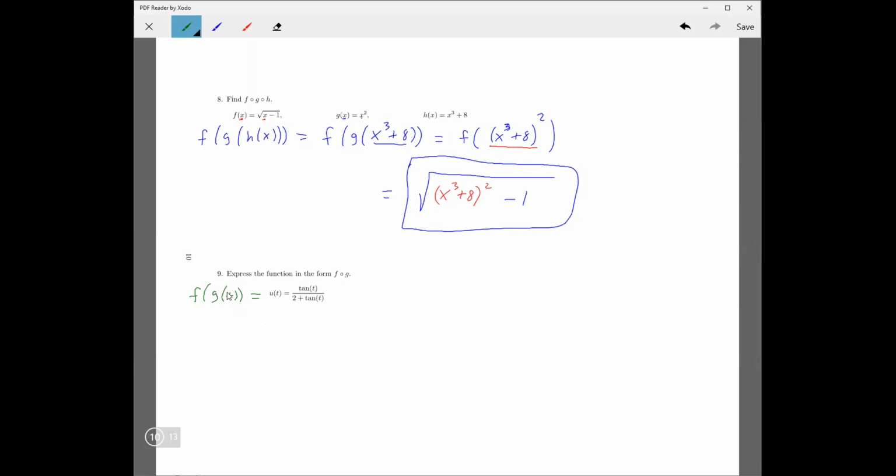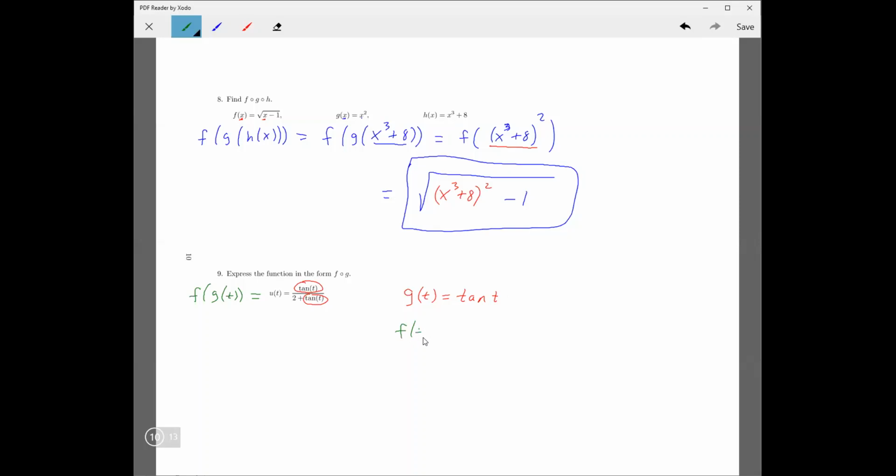So for g, what you want to look for is patterns that appear in here, and probably the best choice would be this tangent. So for g, there's this tangent here. So if we let g of t equal tangent t, that's probably a good choice.